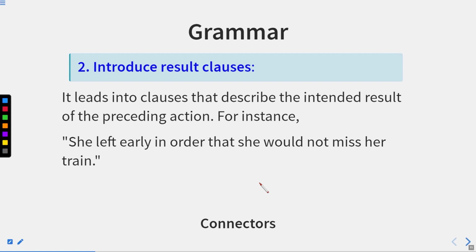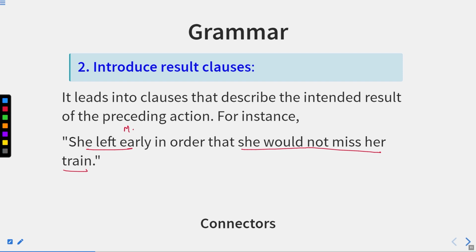It means whatever your intention is, whatever your motive is, whatever you want to do, that is the outcome, that is the effect, that is the result that will be shown in that particular in order that clause. For instance, she left early in order that she would not miss her train. So her purpose is that she would not miss her train. So she left early is actually the thing.